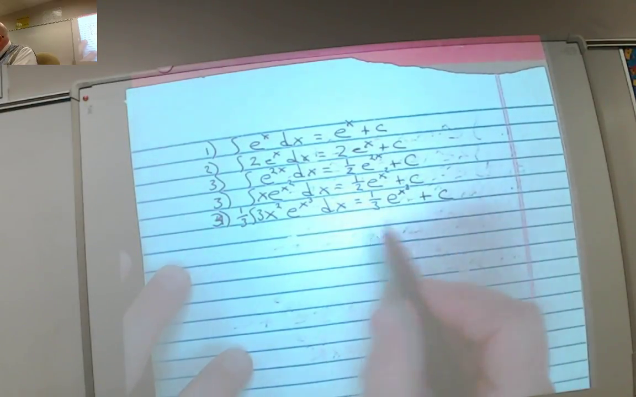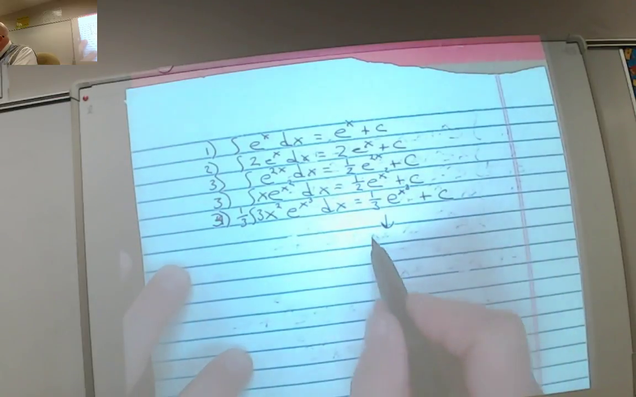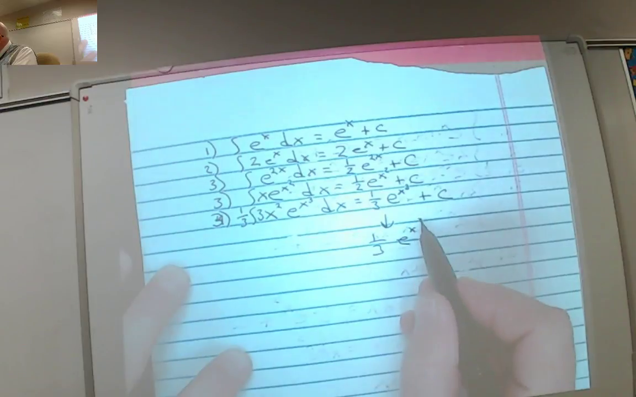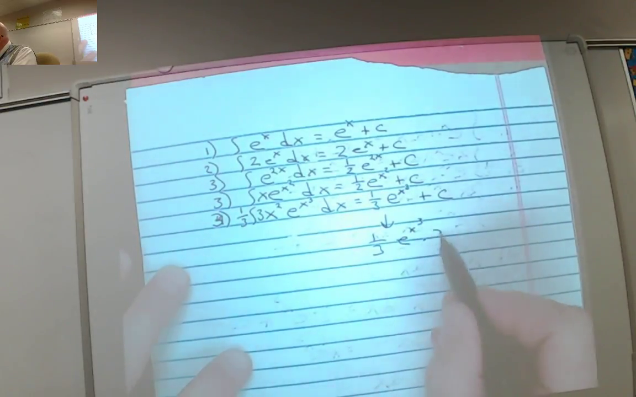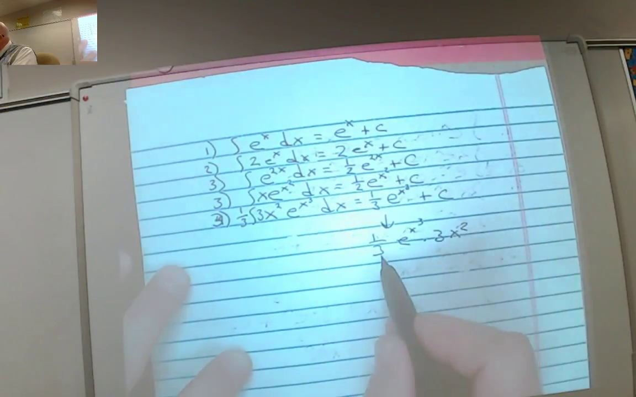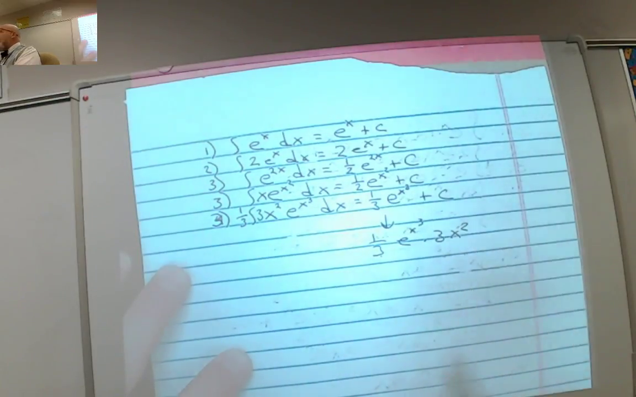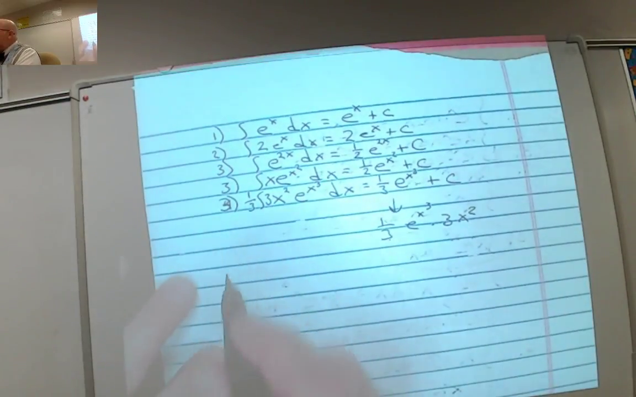In other words, if I took the derivative of this, I'd have 1/3 e to the x cubed times the derivative of that exponent, which is 3x squared, and that would simplify to 1. Correct? Okay.